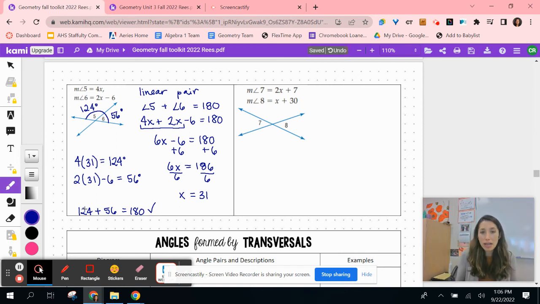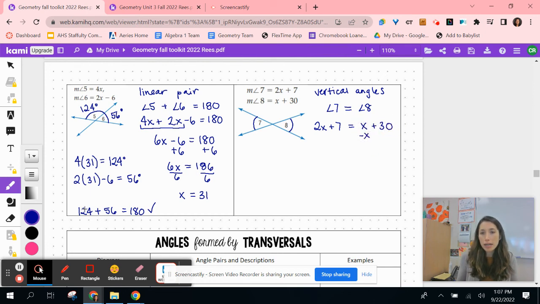Okay. And in our last diagram here, we have angle 7 and angle 8. These are what we call vertical angles. They are across from each other. They're opposite. And we know that vertical angles are congruent. So we know that angle 7 is equal to angle 8. And if they're equal, we can take their equations and set them equal. So instead of angle 7, I'm going to put 2x plus 7. And then instead of angle 8, I'm going to put x plus 30.